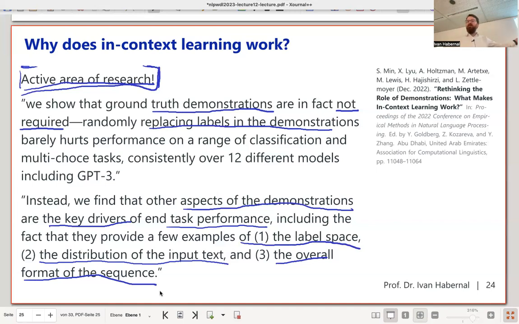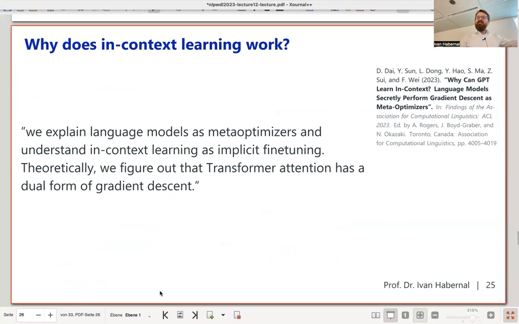Okay, so this is EMNLP 2022, interesting work with GPT-3 and other models. But there is other, I would say, more hardcore research on that. One paper is from ACL findings this year: language models as meta-optimizers, understanding in-context learning as implicit fine-tuning.